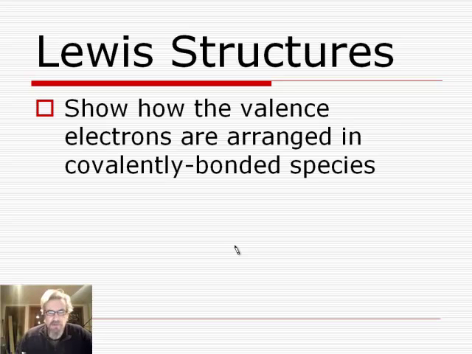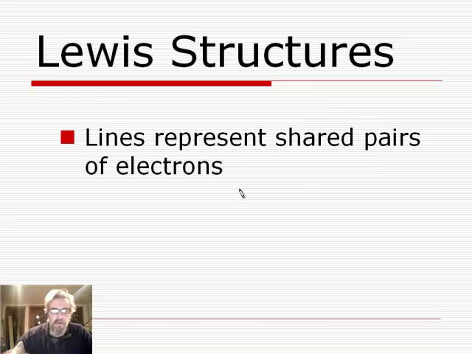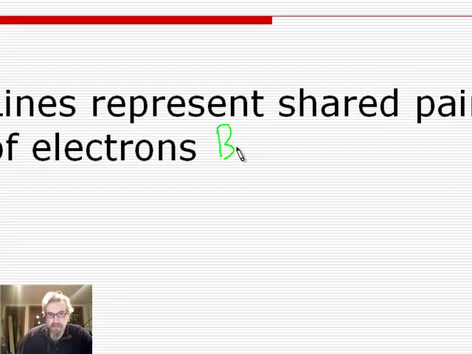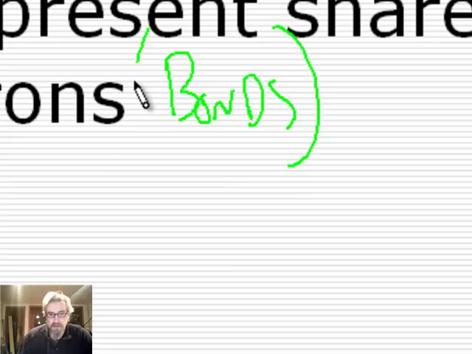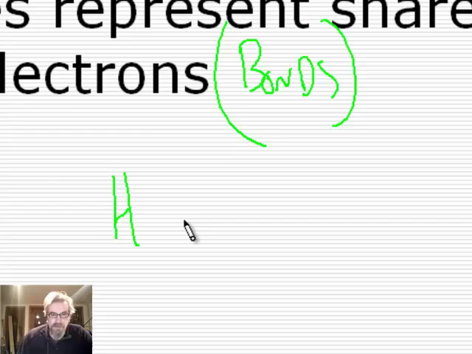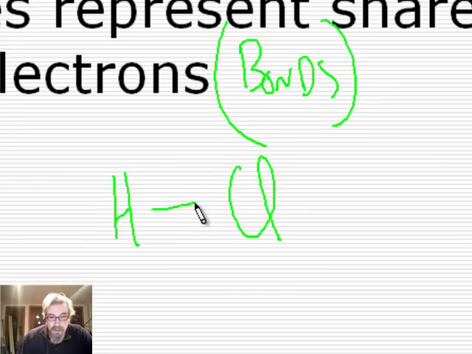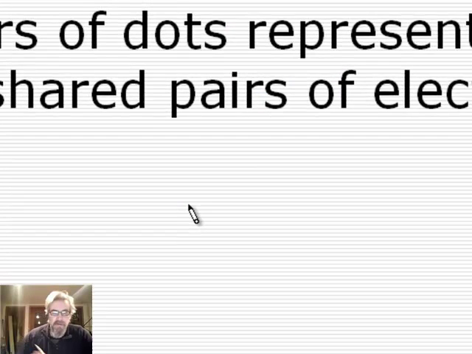G.N. Lewis, the person who gave us the Lewis dot notation that we learned about earlier, also showed us how we can arrange the valence electrons in a molecule or another covalently bonded species called a polyatomic ion that we're going to learn about later on. In Lewis structures, lines represent shared pairs of electrons, and by that we mean bonds, pairs of electrons that are shared by two atoms. So if I have a hydrogen and I have a chlorine, a line between the two of them represents a pair of electrons that's a bond.